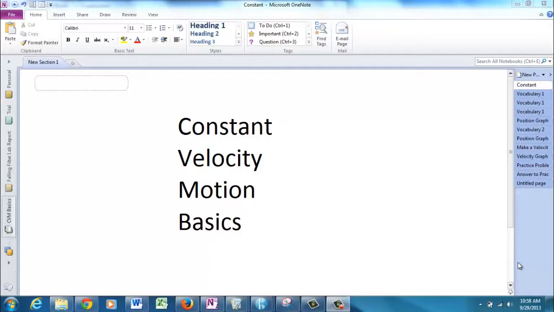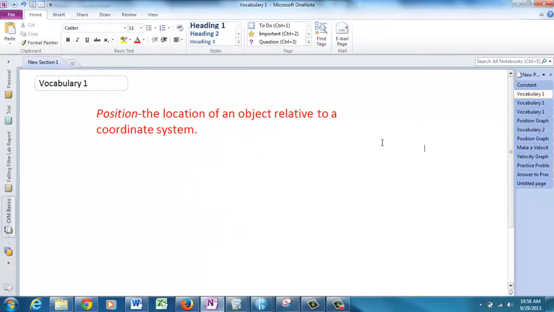Hello, I'd like to go over some constant velocity motion basics in this video. So we'd first like to start with some vocabulary. The first term we come across is position. Position is the location of an object relative to a coordinate system, and it's just measured in some sort of length units. Usually we use meters.